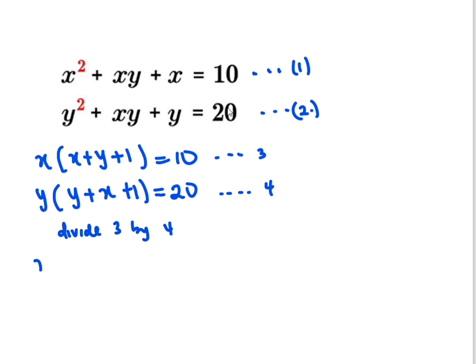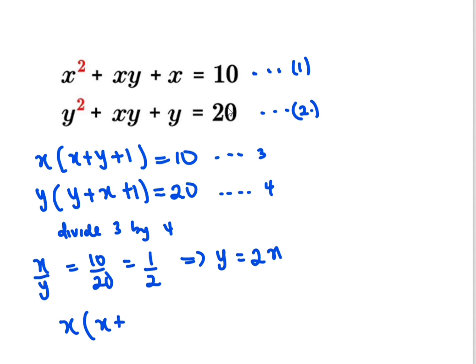Then I'm going to have x divided by y equals 10 divided by 20, which is the same thing as 1 divided by 2. So from here, we have that y equals 2x. Now, we've gotten y equals 2x, so we want to plug in y equals 2x in equation 3. So rewriting my equation 3, I'm going to have x times the bracket x plus y, which is now 2x, plus 1 equals 10.